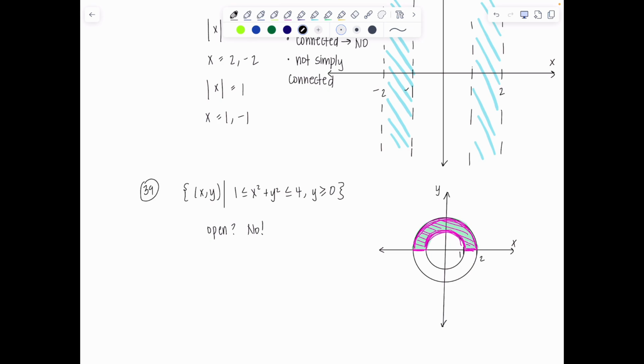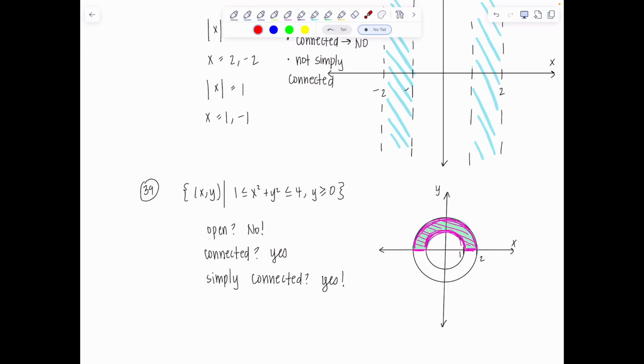Is it connected? Can you get from any point in the region to any other point in the region staying in D? Yes. Is it simply connected? Yes. Basically, ask yourself, are there any holes? If there's no holes in the region, then it's a yes, as long as it's connected. So if it was a full circle, it would not be. Right. Very good. If they didn't add y greater than or equal to 0, then it would not be simply connected. Very, very good.